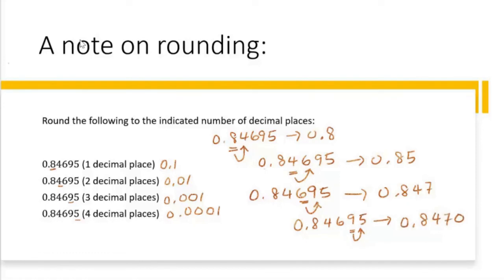0.8470. It's important that I include the 0 because we've been asked to round to the nearest 10,000th, so I want to include the 10,000th digit in here as well.